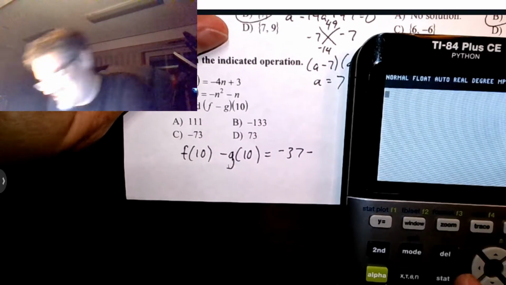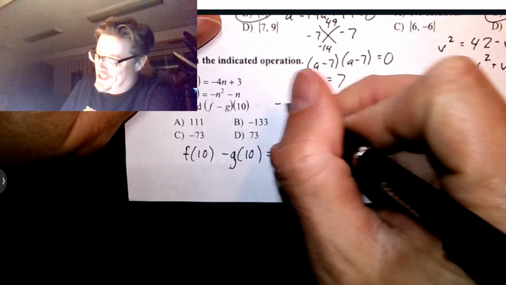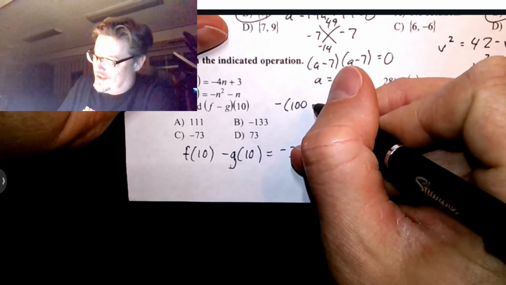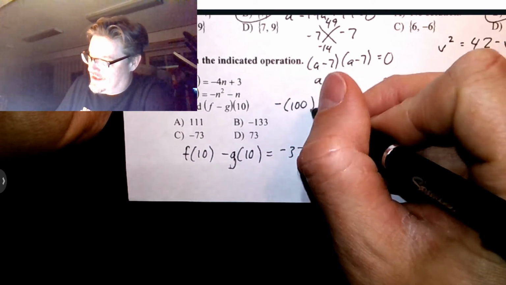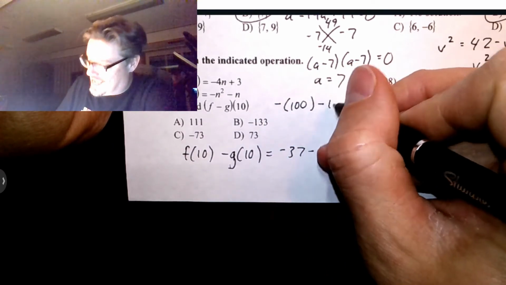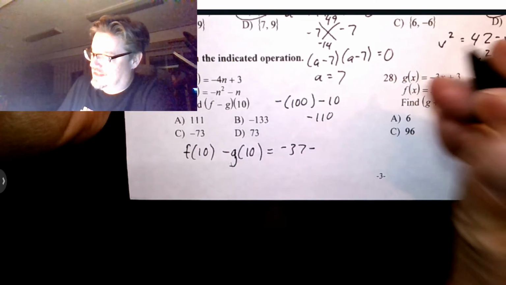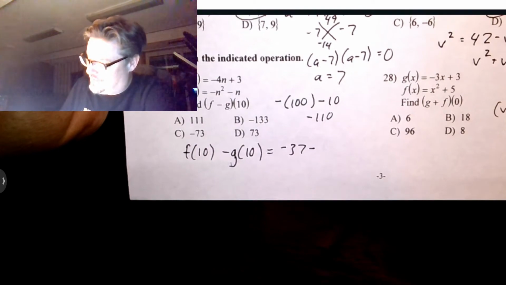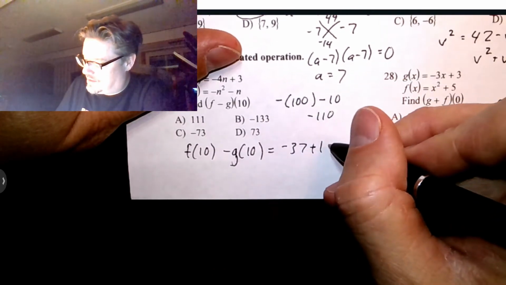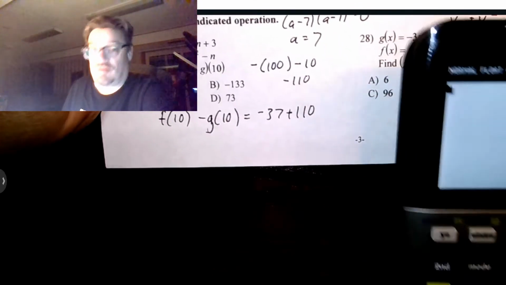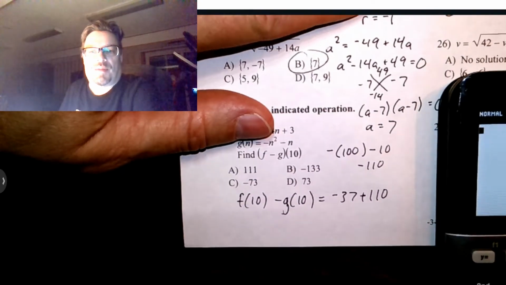Yes, I don't trust myself. All right, negative 100, right? Okay, then minus 10. That's negative 110, okay? So minus a negative 110 is a positive 110. So, okay, there we go. My paper kept moving up.